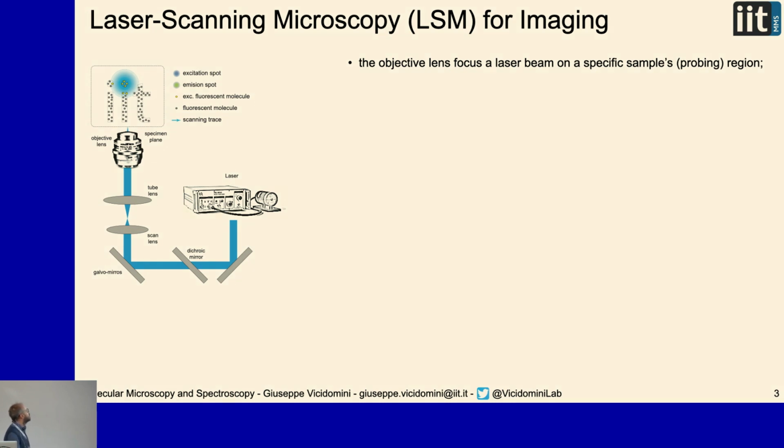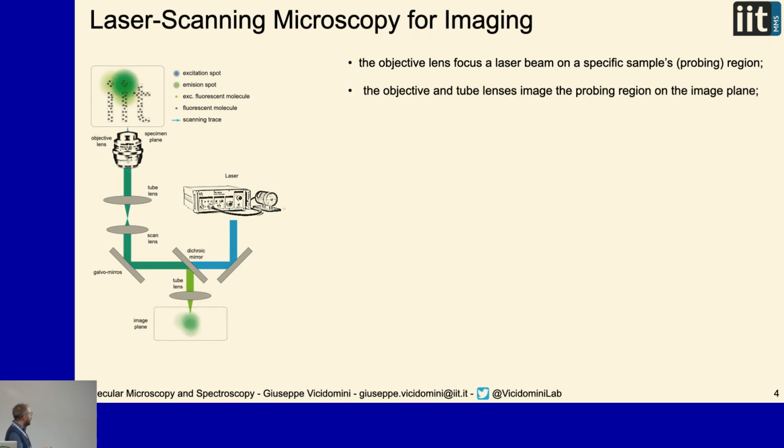Basically, you have a laser and an objective lens, and you use this objective lens to focus your laser beam at a specific position of your sample. Typically you generate a diffraction-limited spot. All the molecules, I'm talking about a fluorescence microscope, so all the fluorophores inside this probing region will be excited and will emit light that is collected by the same objective lens, passes through a series of lenses, and then passes the dichroic mirror, because I want to separate fluorescence from the excitation, and is then focused by the tube lens in the image plane of the microscope.